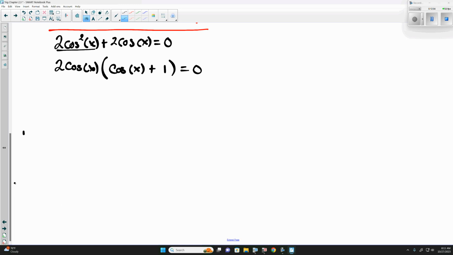Questions on how we got to this point? Now, according to the zero product property, if we have 2 or more things multiplied together to equal 0, one of them must be 0. Now, one of them is cosine of x plus 1 is equal to 0, yes? What would the other one be?